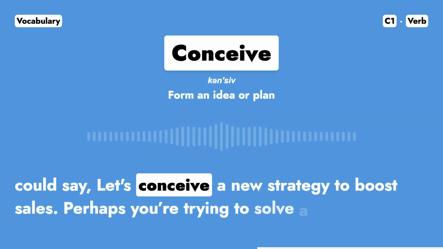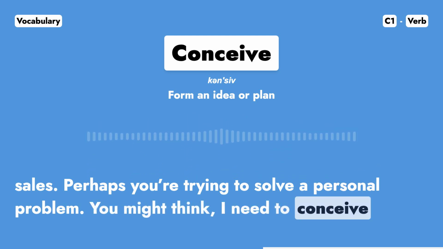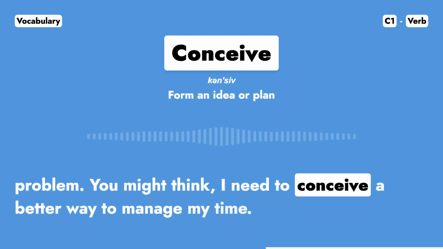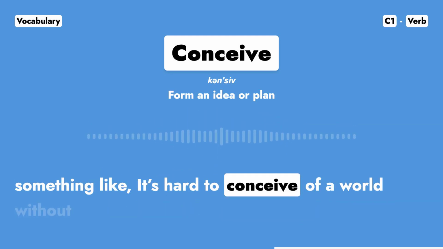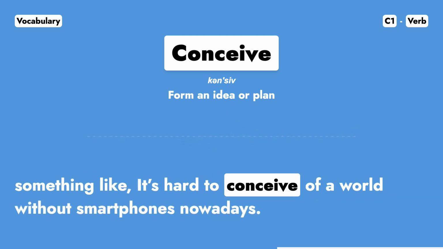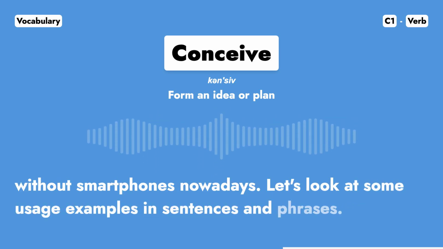Perhaps you're trying to solve a personal problem. You might think, I need to conceive a better way to manage my time. Or, you could say something like, it's hard to conceive of a world without smartphones nowadays. Let's look at some usage examples in sentences and phrases.